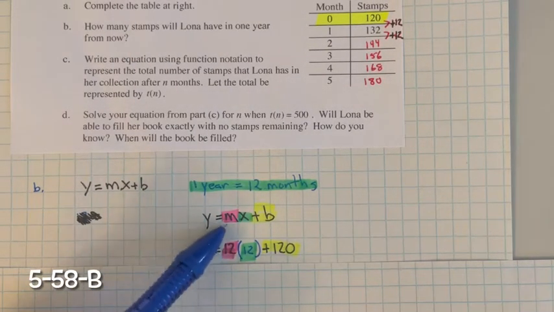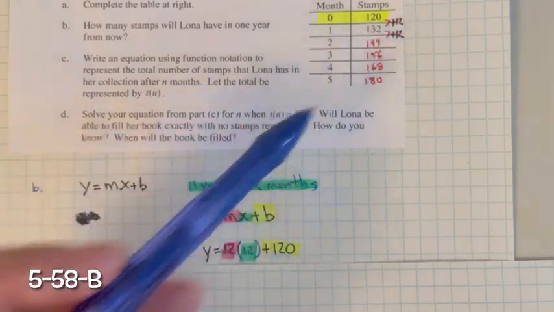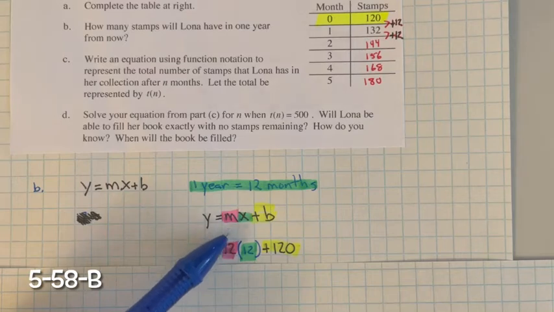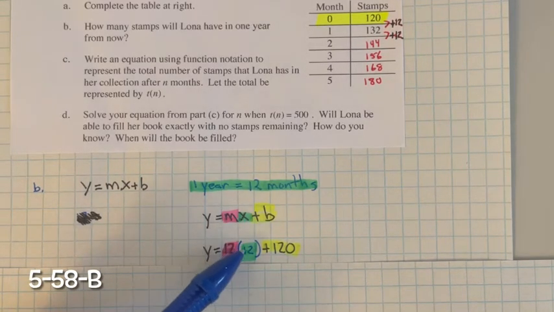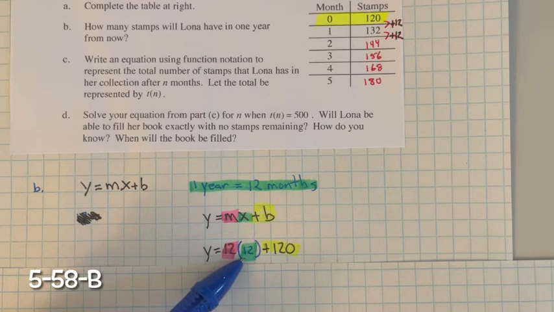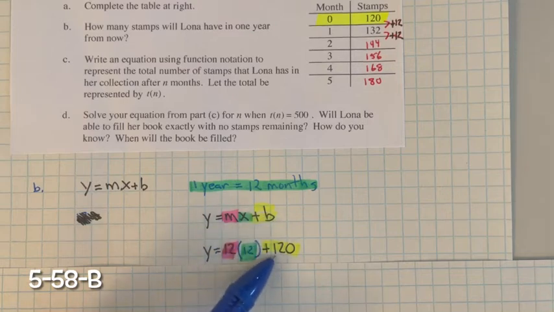So we already determined that the rate of change is going to be 12. She's getting 12 new stamps each month. And x represents the time, and we want to know for 1 year, well, x represents the number of months, so 12 months equals 1 year. And then the initial value, the y-intercept, the b value, is what she starts with, and she started with 120 stamps.